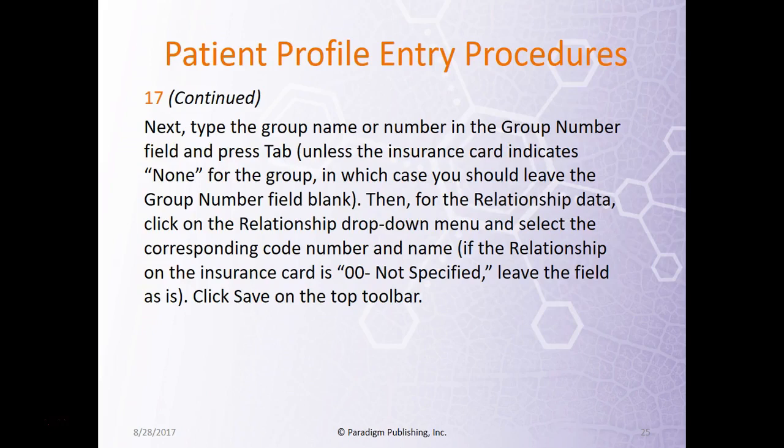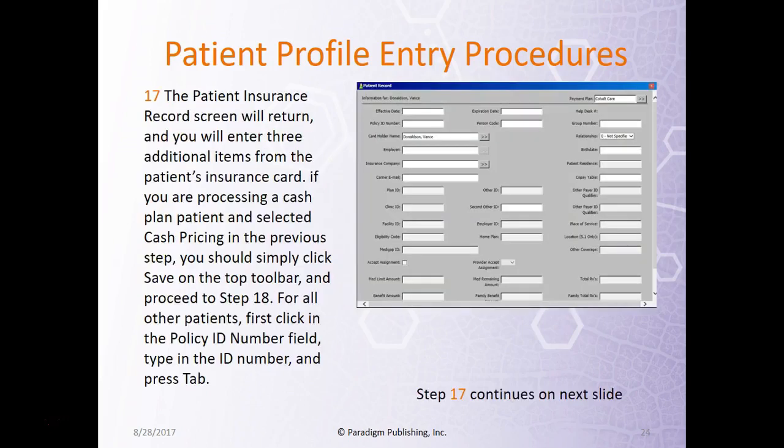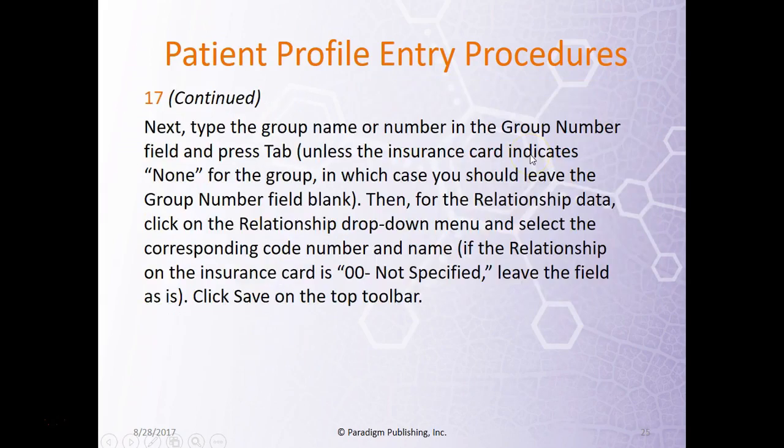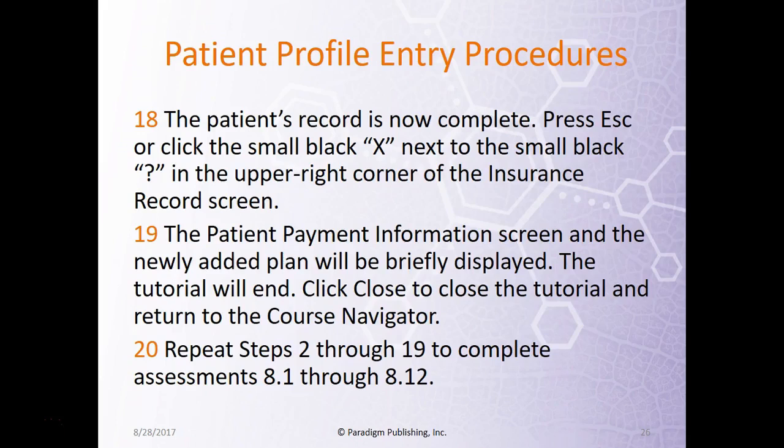Then for the relationship data, so we'll go back one more time and we'll see. So here, that's a pull down menu right under the group number. You're going to pick what relationship it is. 00 is not specified. I believe 0 is cardholder, 1 is spouse, so on and so forth. And then when you've entered that information, you will click Save on the top toolbar. The patient's record is now complete.